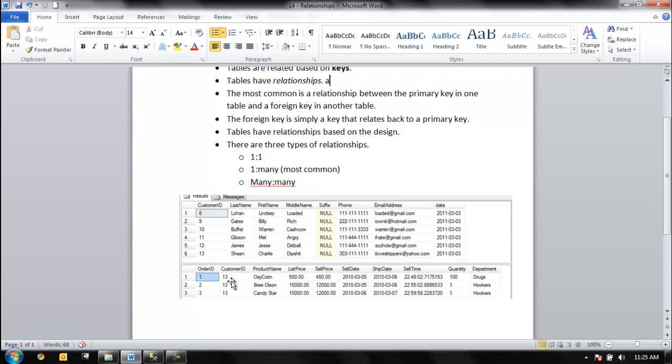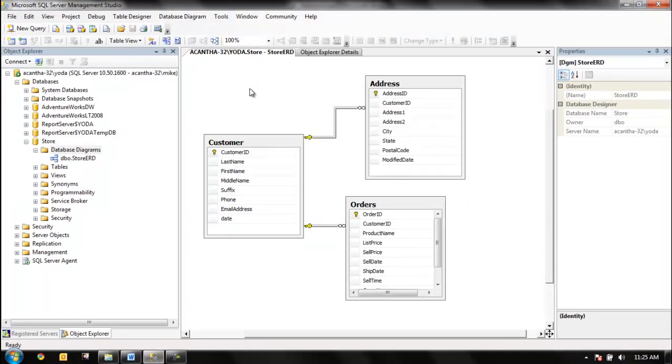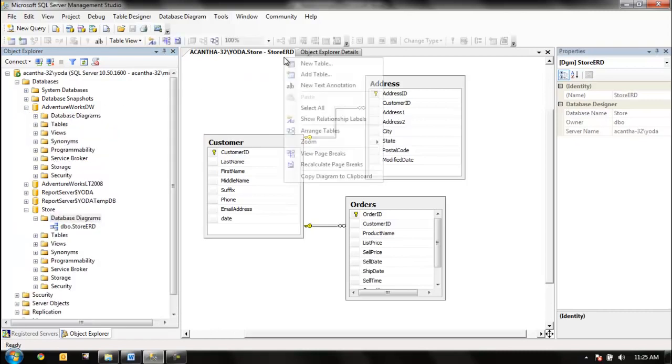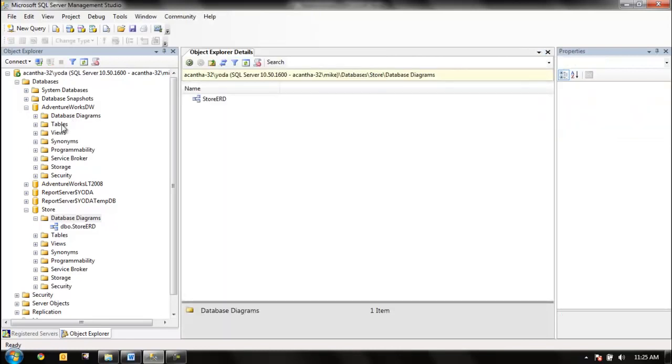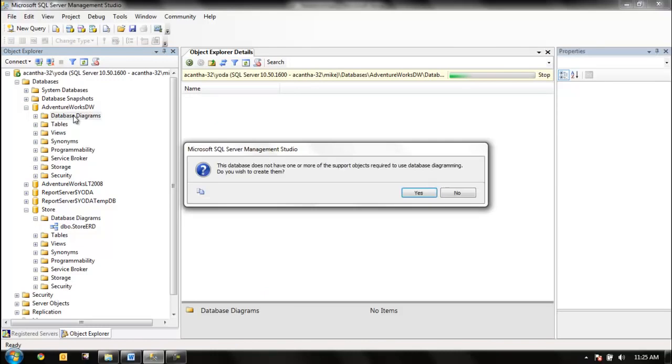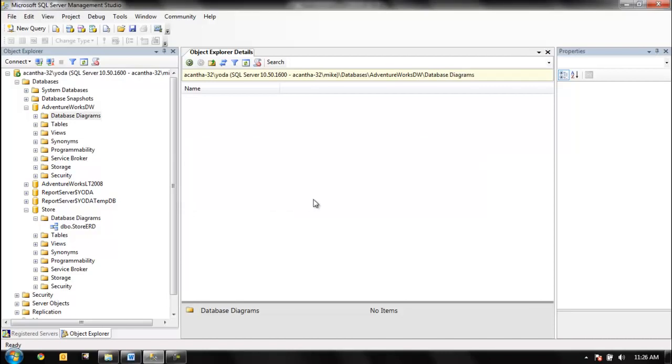Let's take a look at what the database looks like. We go to our store and we have database diagrams. The first time you start database diagrams, it's going to give you a little message. Let's see if I've created one in the AdventureWorks database. Tables, database diagrams. Here we go. This question message: the database does not have support for the objects for database diagram. Do you want to create them? Yeah, I do. Why else would I be clicking on it?